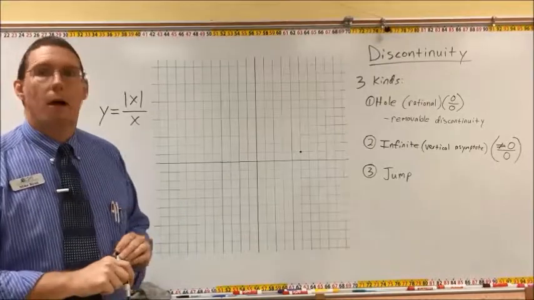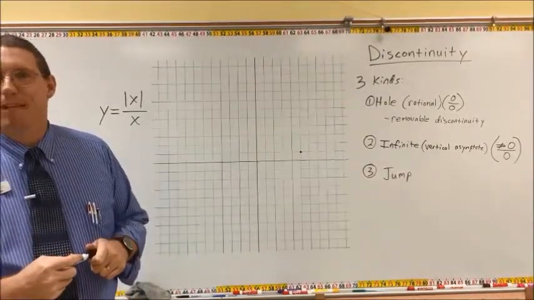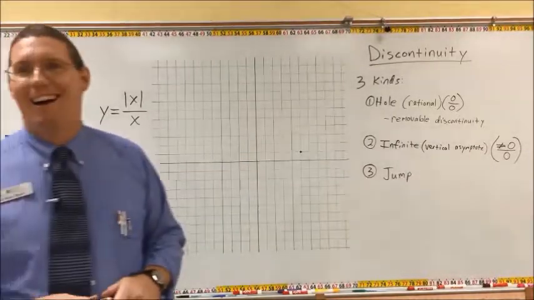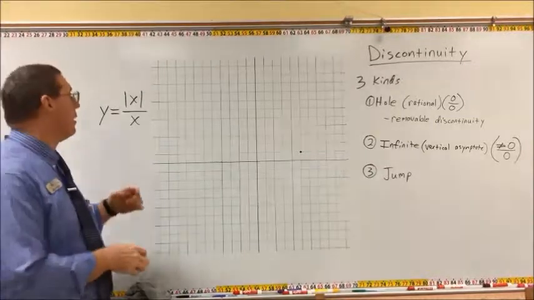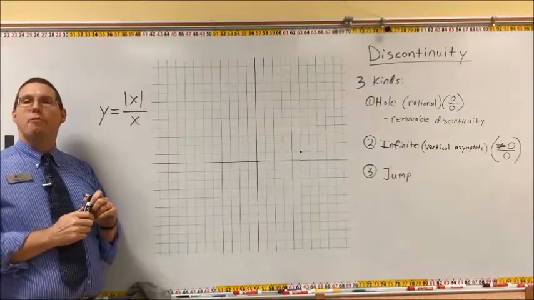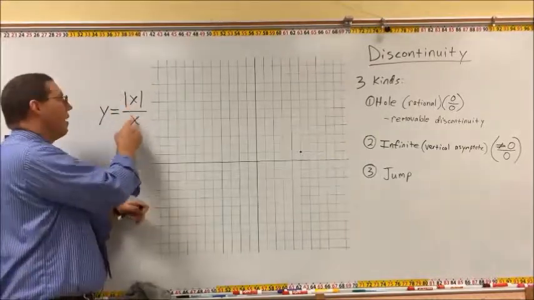Right? All right. Tiara, pick a number. Can it be a big number? It should be between negative 10 and 10 because that's all I have on here. 9. All right, we're going to plug 9 in. Tiara, what's the absolute value of 9? 9, right? Okay, so then what is 9 divided by 9?